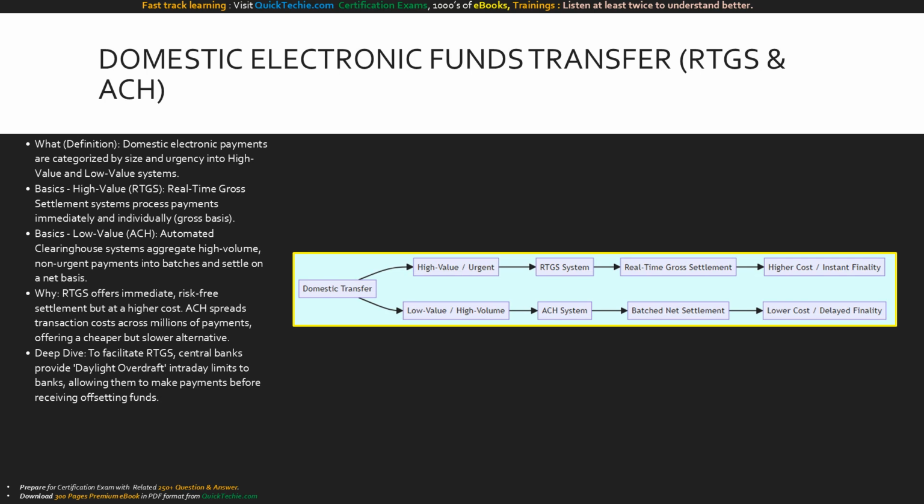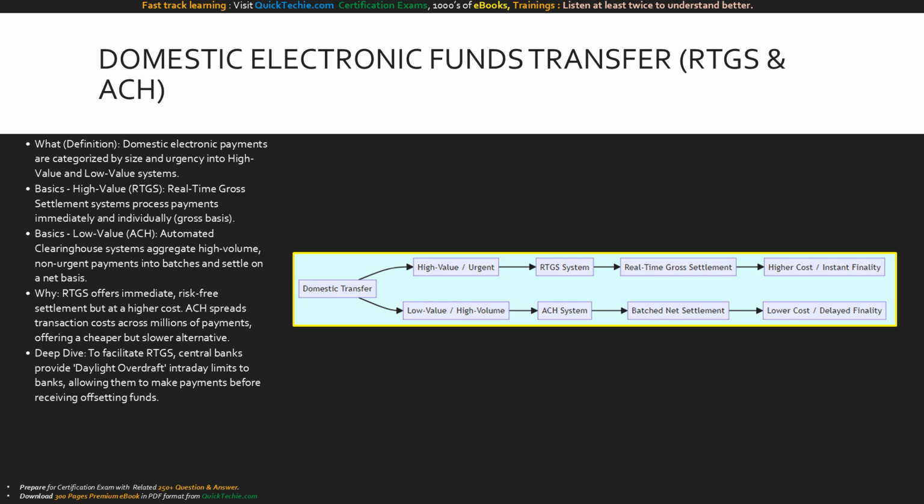Domestic electronic funds transfers are generally divided into two main categories based on transaction size: high-value and ordinary-value payments. High-value payments utilize real-time gross settlement, or RTGS systems. In an RTGS system, payments are processed immediately and settled on a gross basis, meaning each transaction is settled individually, not netted. This is used for urgent, large-scale corporate transfers. Conversely, low-value payments rely on automated clearinghouse, or ACH models. ACH systems process large volumes of transactions in batches, and settlement occurs on a net basis at specific intervals.